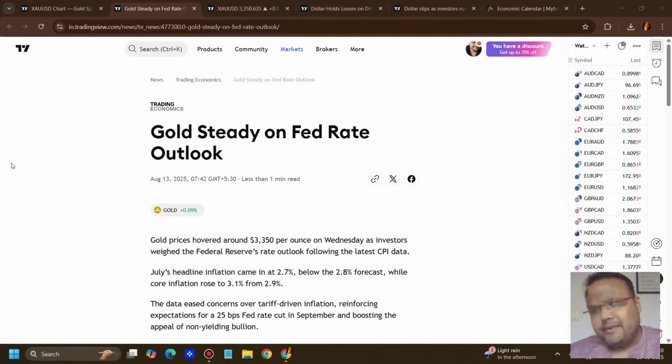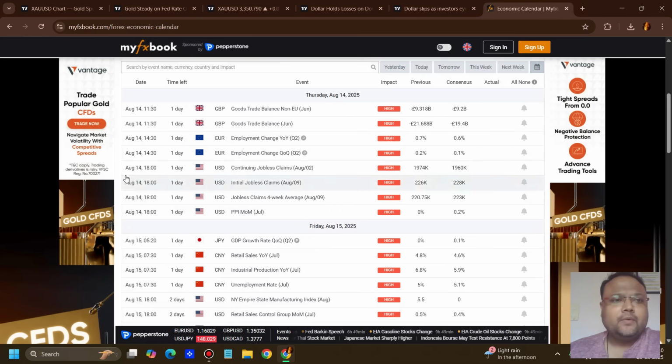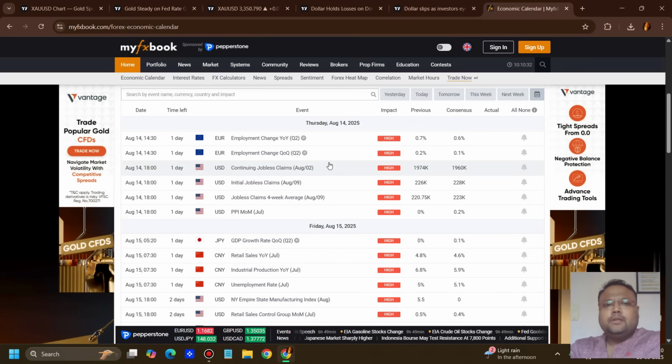If you look at the market sentiment, you can see gold steady on Fed rate outlook. Gold prices hovered around 3350 per ounce on Wednesday as investors wait for the Federal Reserve's rate outlook following the latest CPI data. And if you look at the economic calendar, we can see we also have news in the US session.